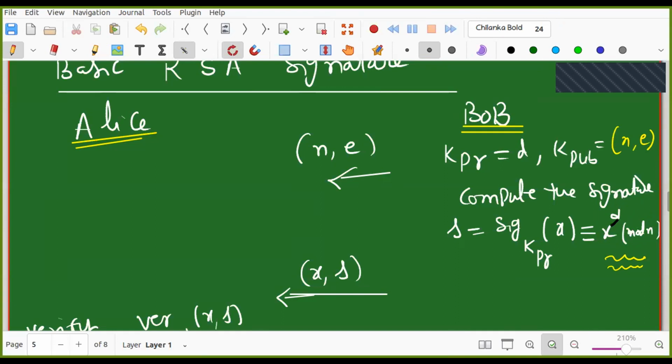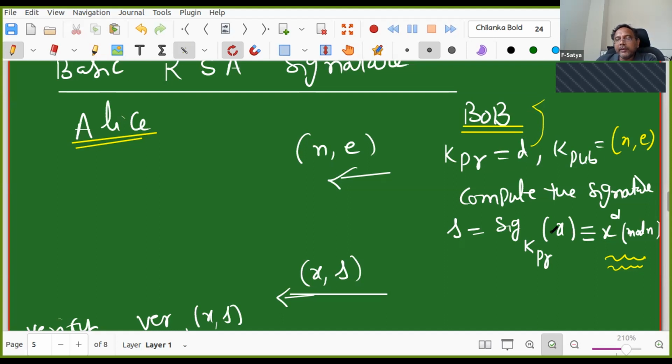Sir, I didn't understand your question. I am asking, can you read this? Yes, X to the power D mod N. Right. What is D? We had chosen E, and D is the inverse of E. So D is the private key, right? Only Bob knows it. No one else will know.